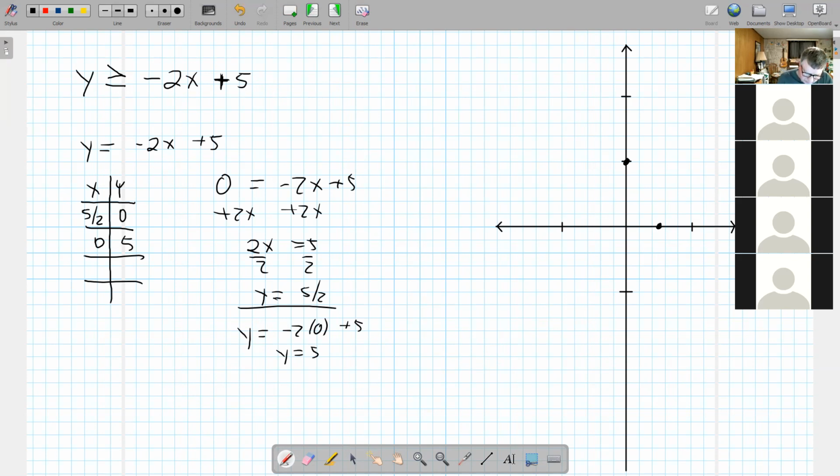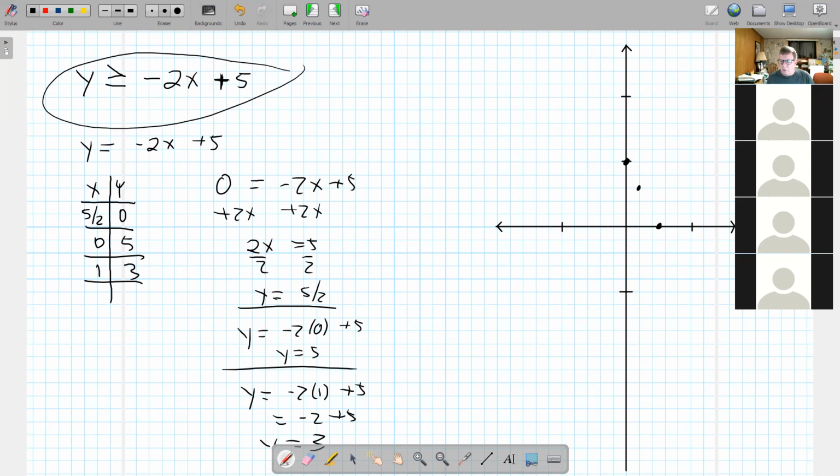And how about, oh, let's see. How about x is 1? Then we'd have y equals negative 2 times 1 plus 5, negative 2 plus 5, or y equals 3. So 1, 3 is right about there. Okay. Now, I used the equals to establish the points on the line. Since the inequality is y is greater than or equal to, we're going to have a solid line. Let's see here. Line this up.